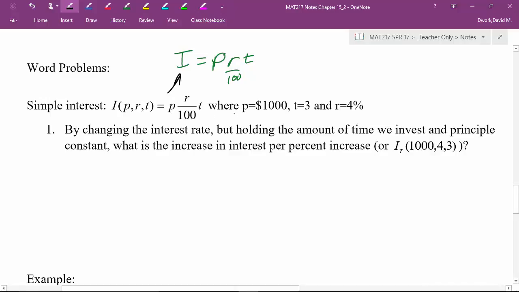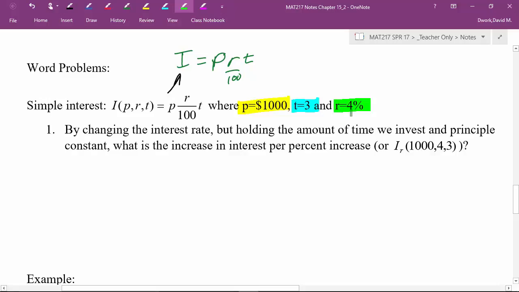So here we go. There's our formula. And we're going to say a client came to you saying they have $1,000 to put in a bank account. They have 3 years to leave it in the bank. And right now they are being offered a 4% interest rate. So what we're going to say is by changing the interest rate but holding everything else constant. What that means in the real world is I can't give them more money to invest, and I can't change how long they have to invest it. If they want to retire in 3 years, they want to retire in 3 years, or they want to buy a car in 3 years. I can't change that.